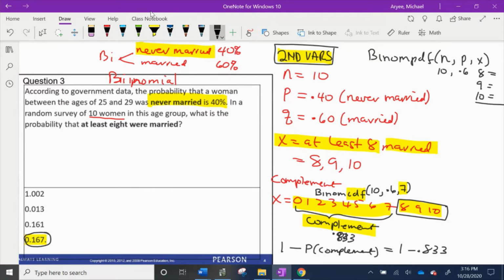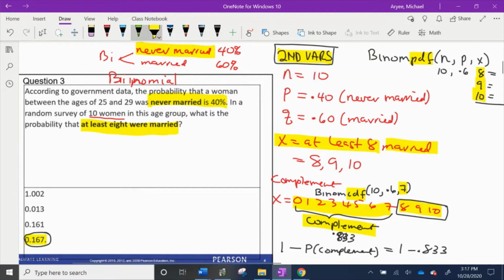So there are two ways to do this problem. For at least kind of questions, you can either list them and do them individually using the PDF, or you can use the complement. Usually the easiest way to do the complement is to write from 0 to the end and then box the at least part, and then you will know where the CDF should be.